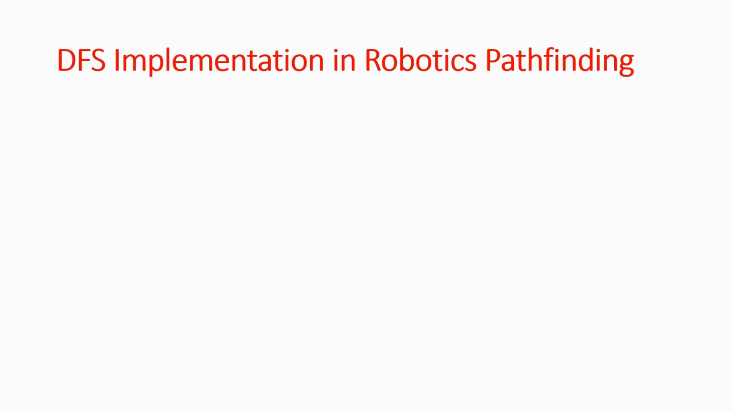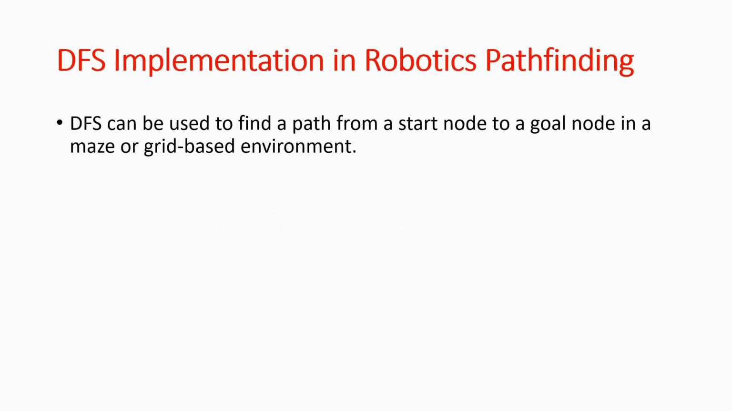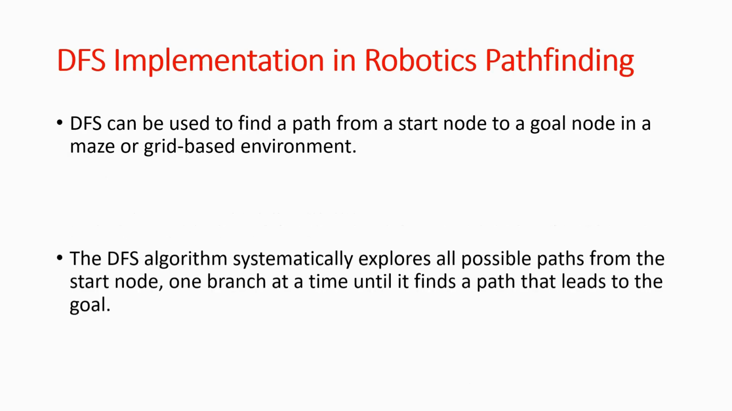In the previous lecture, we discussed the maze, right? What is a maze? How do we find the direction in the maze? In this one also, we have an implementation of a robot to do path finding. So DFS can be used to find a path from a starting node to the goal node, right? In a maze or grid-based environment, it can find its own path. We have to guide that robot on how to reach the goal node.